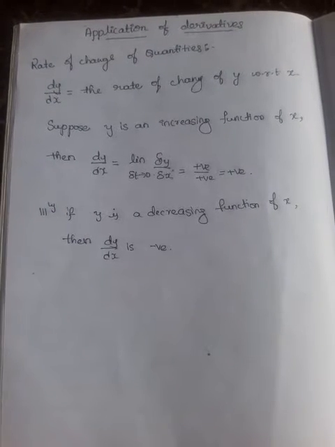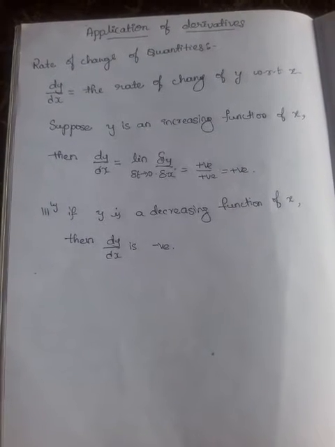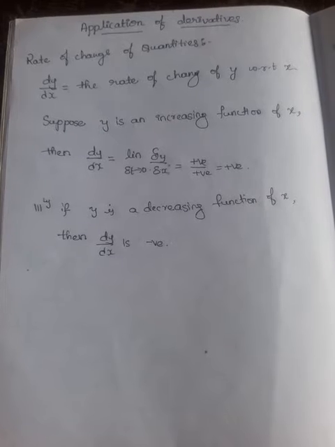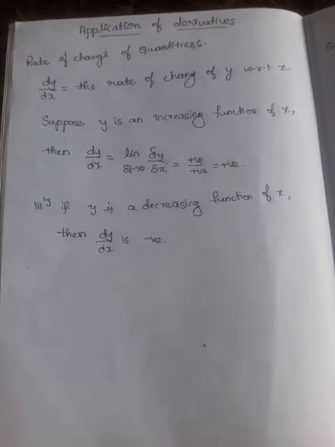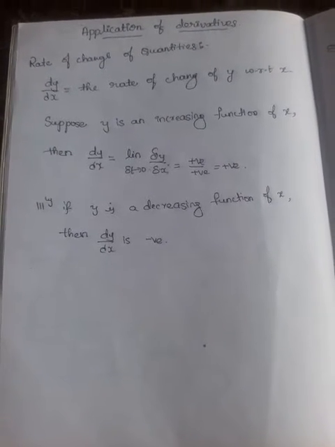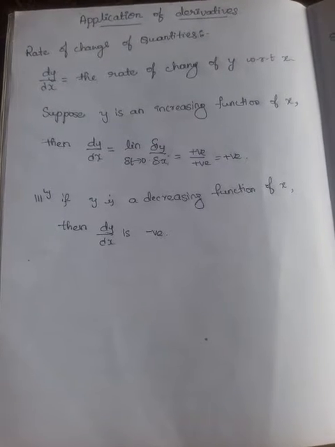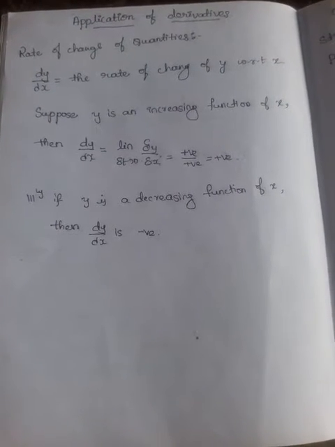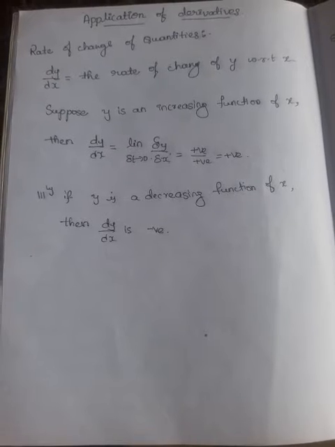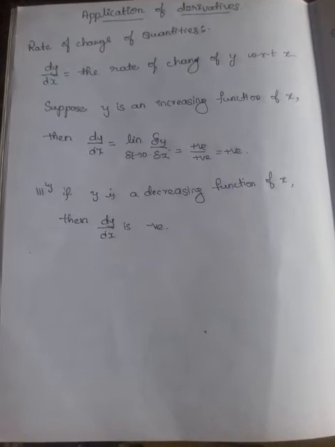This is the general form, that is dy by dx means rate of change of y with respect to x. Suppose there are two conditions. Suppose y is an increasing function, then dy by dx is always positive. Similarly, if y is a decreasing function, then dy by dx is always negative.